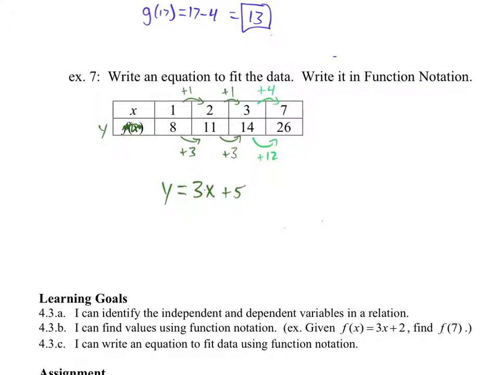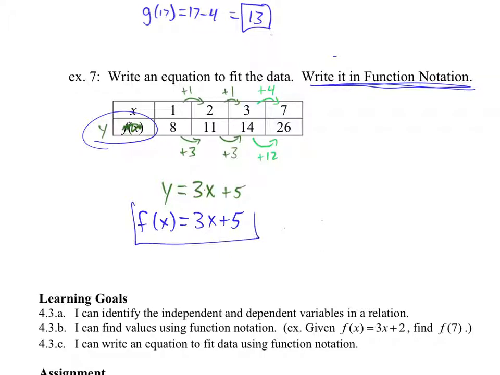Final thing, and I can't erase this, but we replaced right here, we replaced f of x with y. So if they say write it in function notation, the only change we make is we change y to f of x. So instead of y equals, it's f of x equals 3x plus 5. So that'd be the final answer.